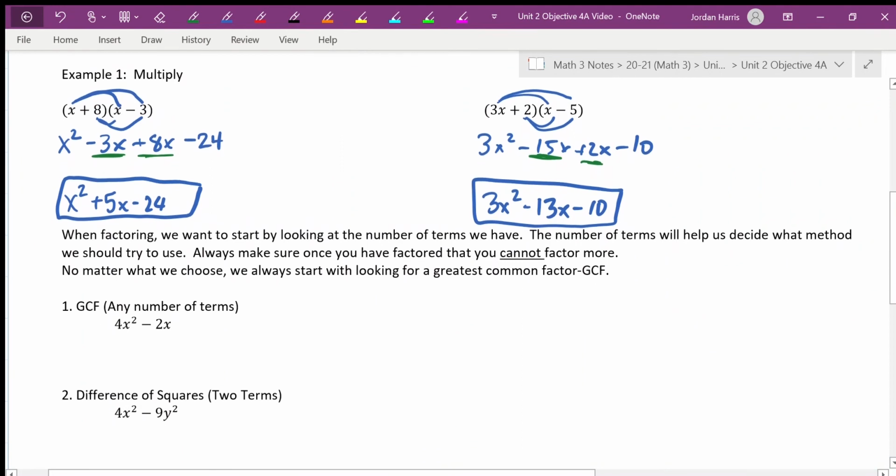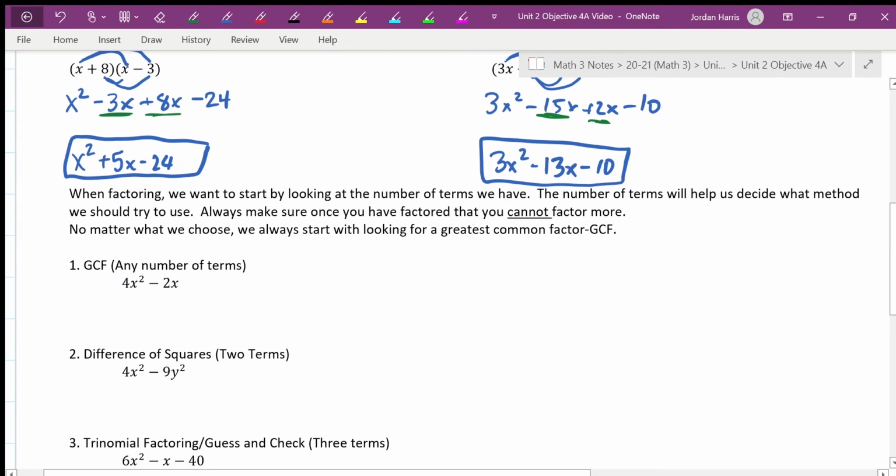So that's multiplying binomials. Now we're going to get into factoring. It's going to be a real quick overview. Do a few examples, but most of it is on the next set of notes. That's why it's separated A and B. When factoring, we want to start by looking at the number of terms we have. The number of terms will help us decide what method we should try to use. Always make sure once you have factored that you cannot factor more. So sometimes once you factored, those pieces you've created can still be factored. So if any piece can still be factored, you have to continue factoring.